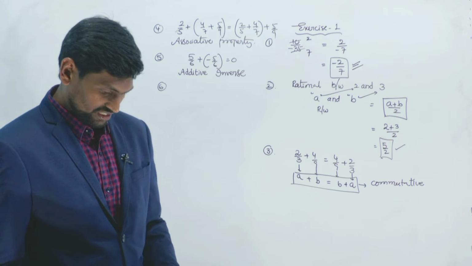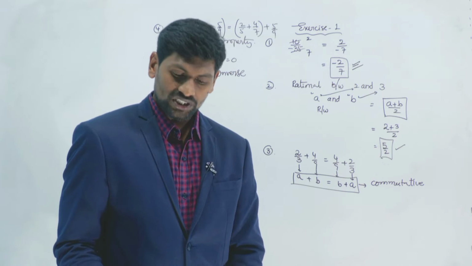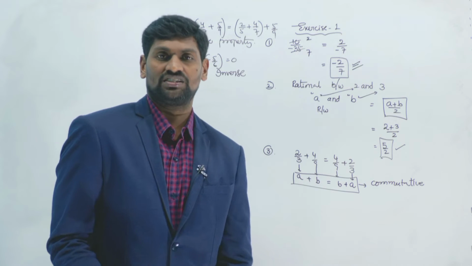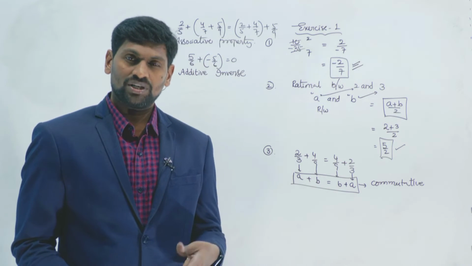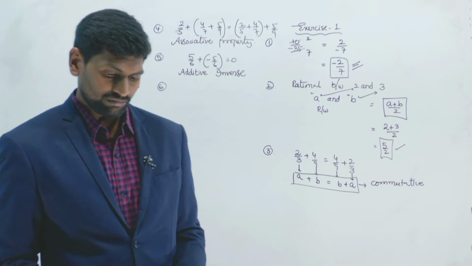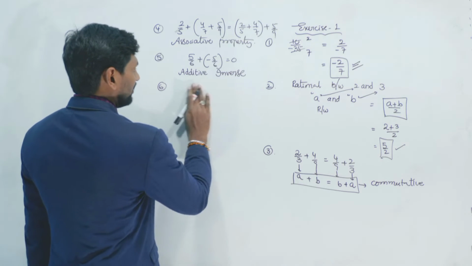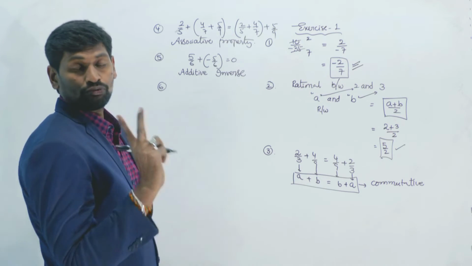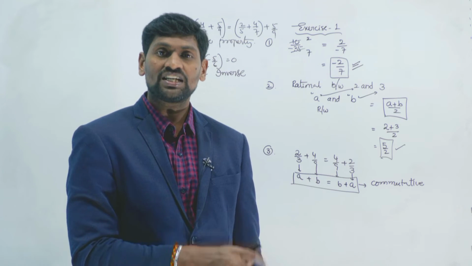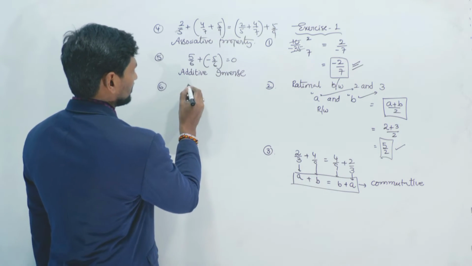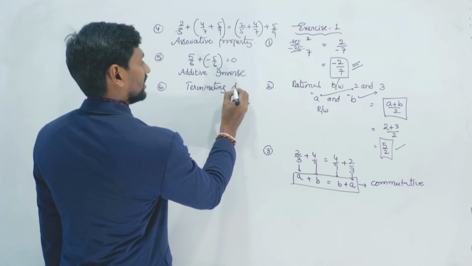Next, question number 6. While converting rational numbers into decimals, if the process of division terminates, the decimal is terminating. I told you already that rational numbers are in the form of two types: terminating or non-terminating repeating decimals. Here, terminates means terminating decimal.